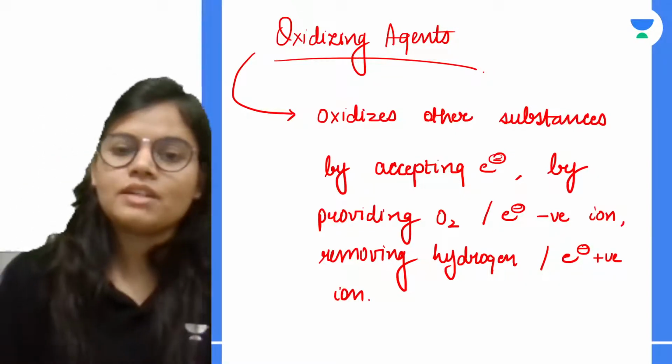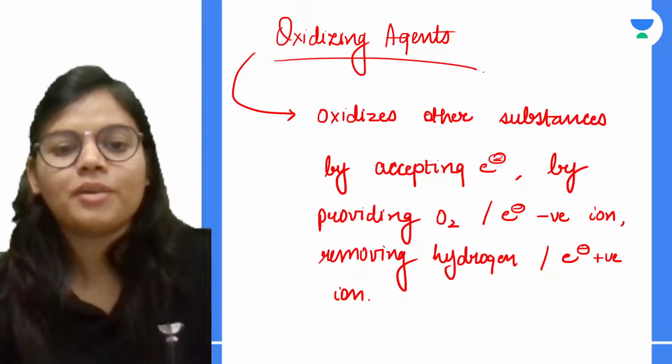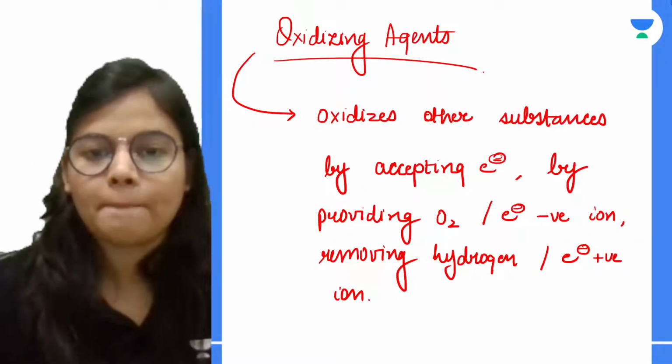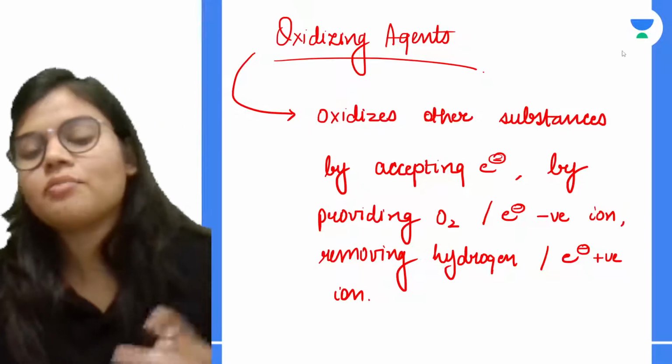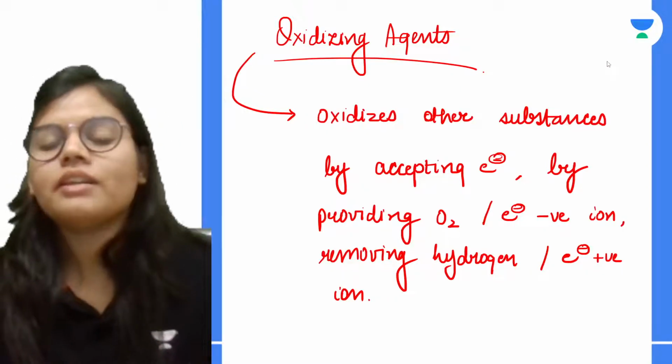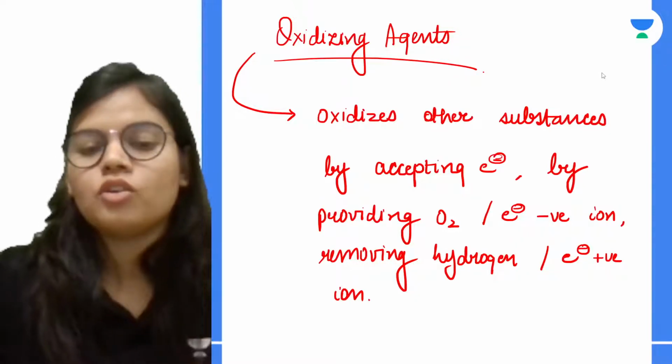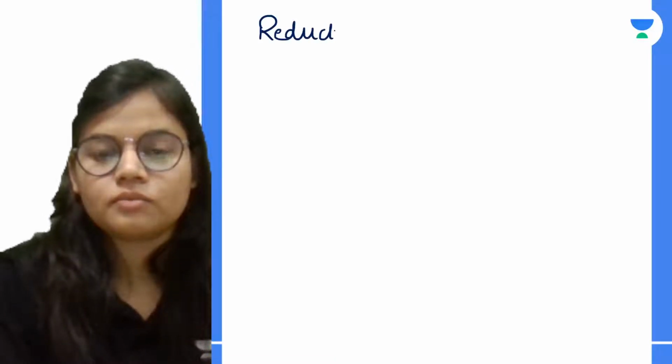Now we will be taking certain examples after the topic reduction to understand this term very properly. Why after reduction? Because oxidation and reduction take place side by side, and that is how we will be getting to know both the processes easily. So our second topic is reduction.